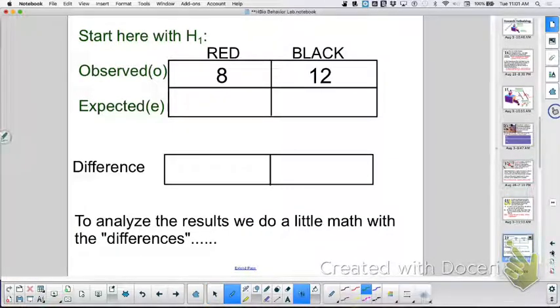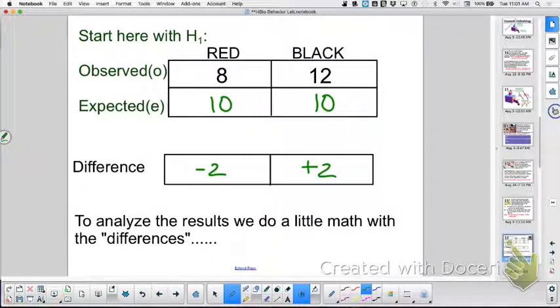Watch me once. You're going to get practice on this. I observed 8 red and 12 black. How many red did I expect? 10. And how many black? 10, right? All you have to do is take the difference, so I take observed minus expected. How many was I off? -2. If I was down 2 over here, I must be up 2 over here, because I only had 2 choices, red or black.